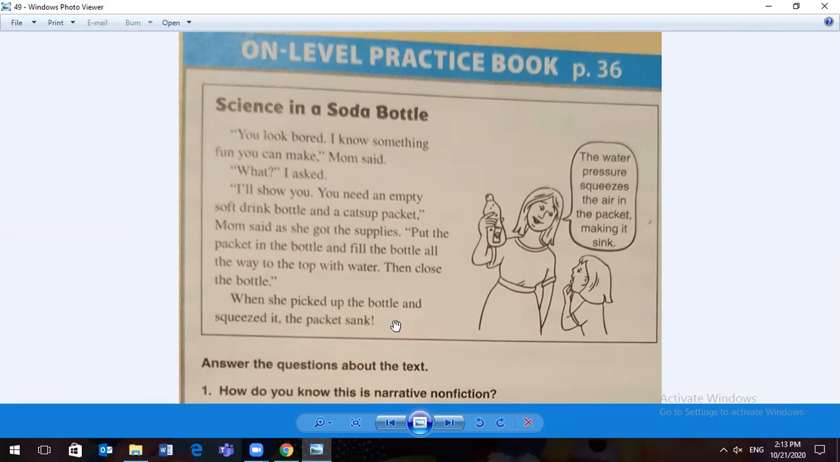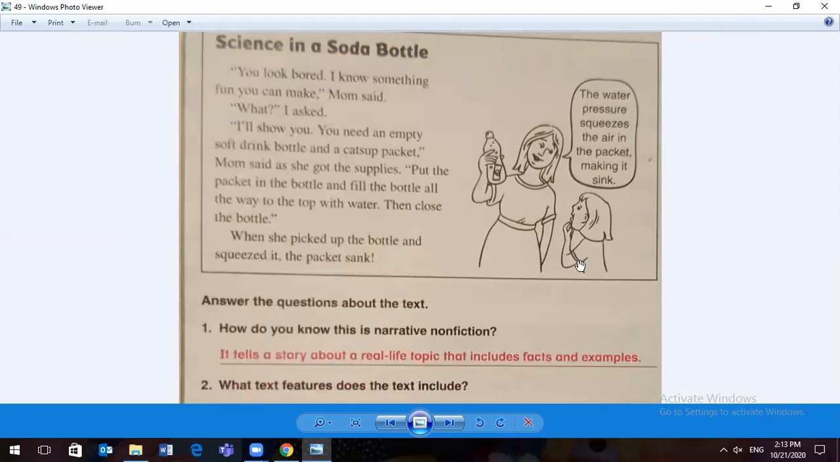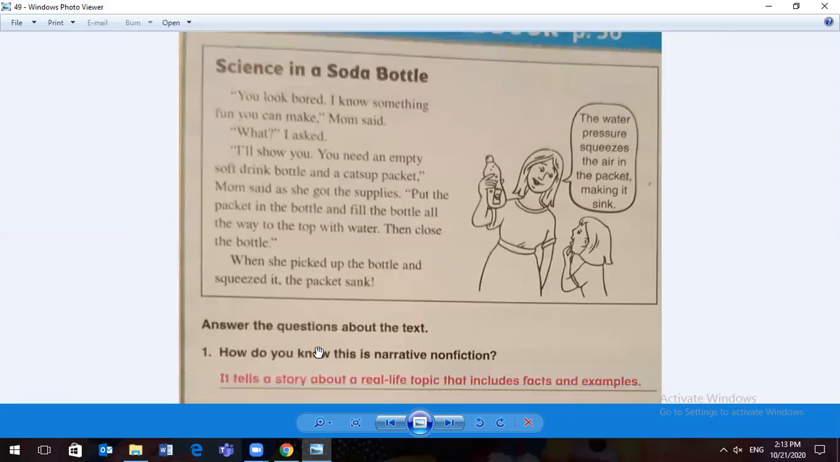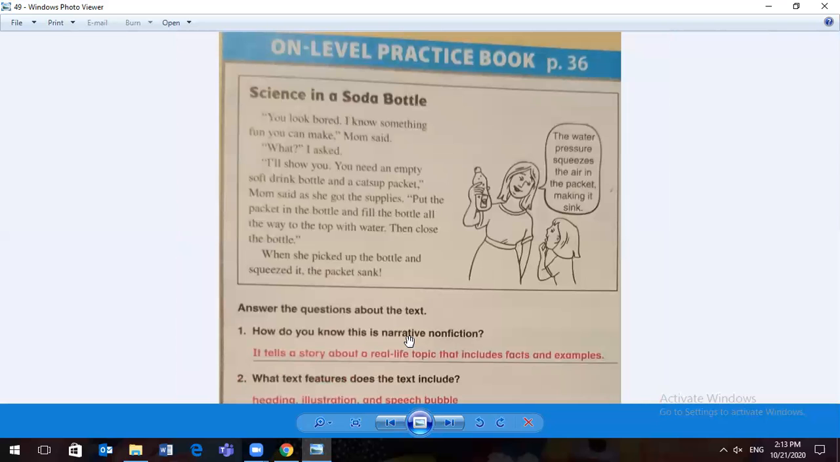Okay, so they've done a science experiment using a bottle and a pack of ketchup, okay? All right. So the first question is, how do we know that this is a narrative nonfiction? We know that narrative nonfiction tells a story about a real-life topic and it includes facts and examples, okay? So the example here is the science experiment, and the facts are that water pressure squeezes the air and makes it sink.